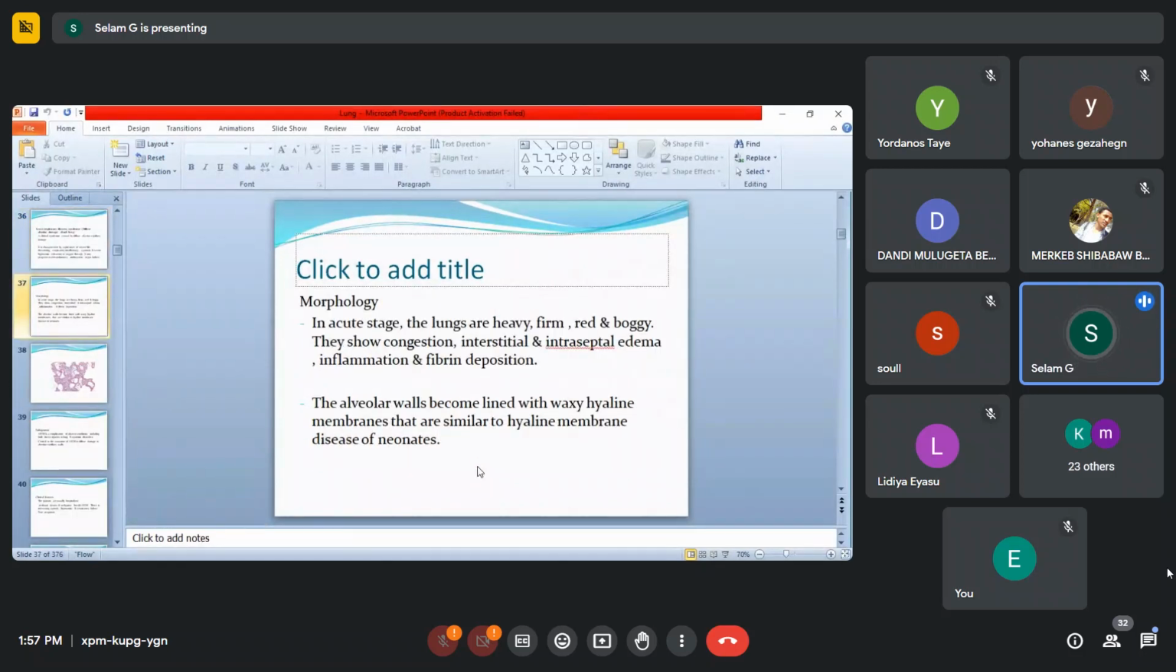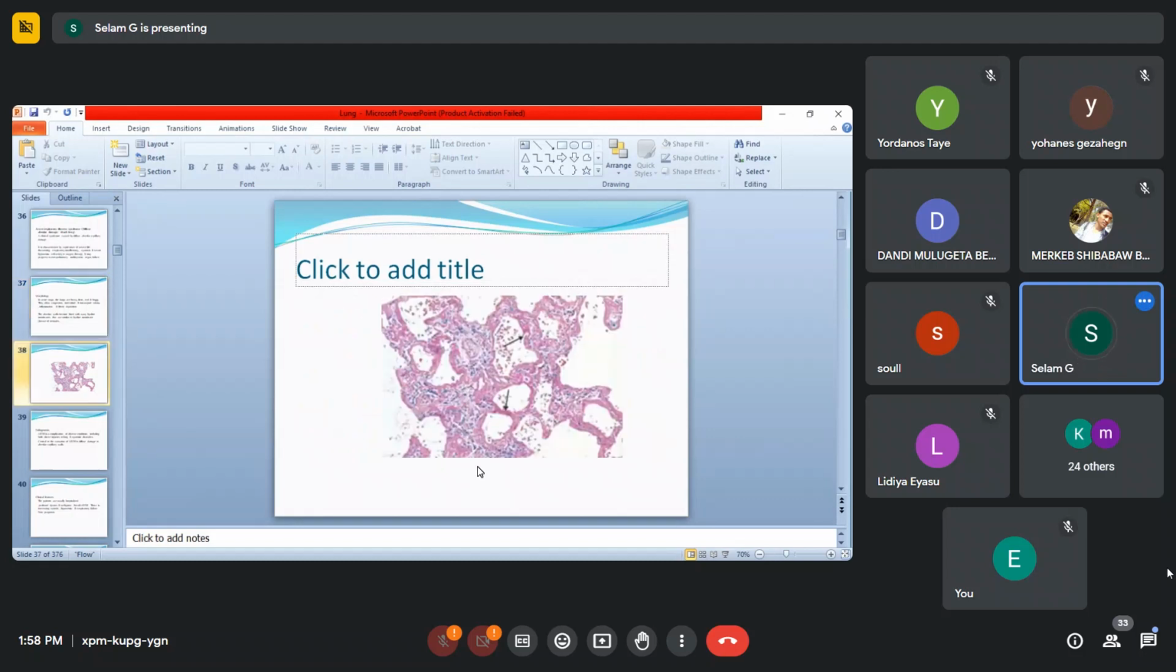Morphologically, in acute stage, the lungs are heavy, firm, red, and bulky because of the edema and exudates, and they show congestion, interstitial and intraseptal edema, inflammation, and fibrin deposits will be seen under the microscope. So the alveolar wall becomes lined with a waxy hyaline membrane that is similar to hyaline membrane disease occurring in neonates born earlier than their time.